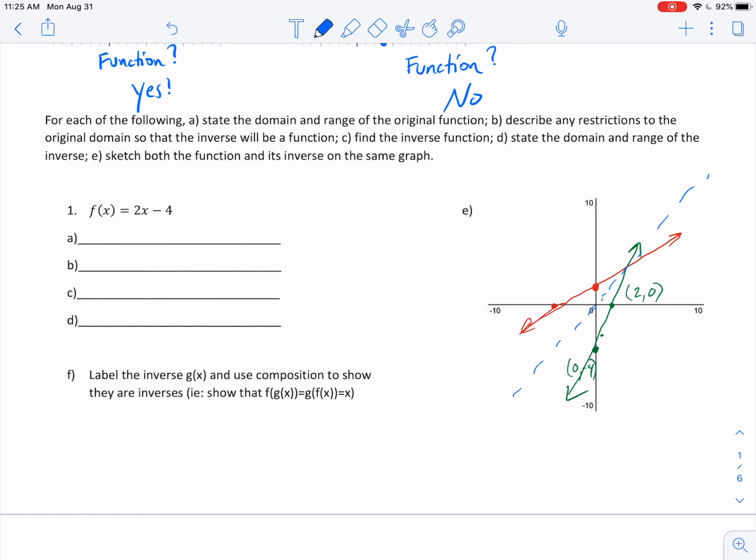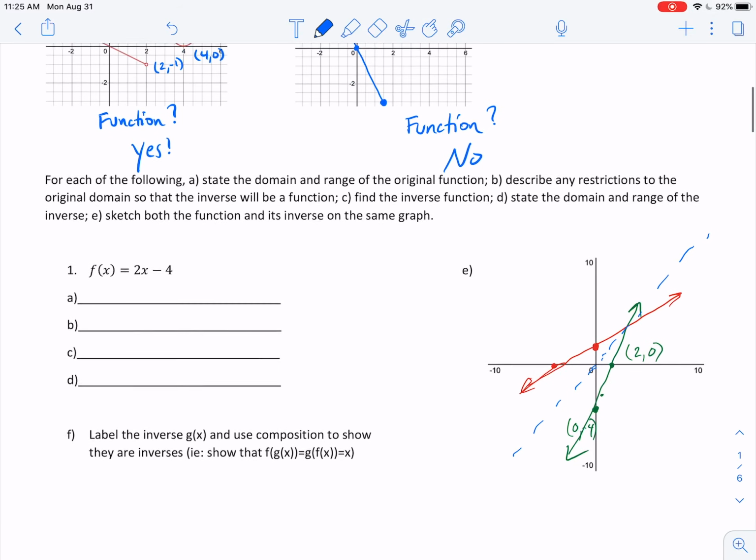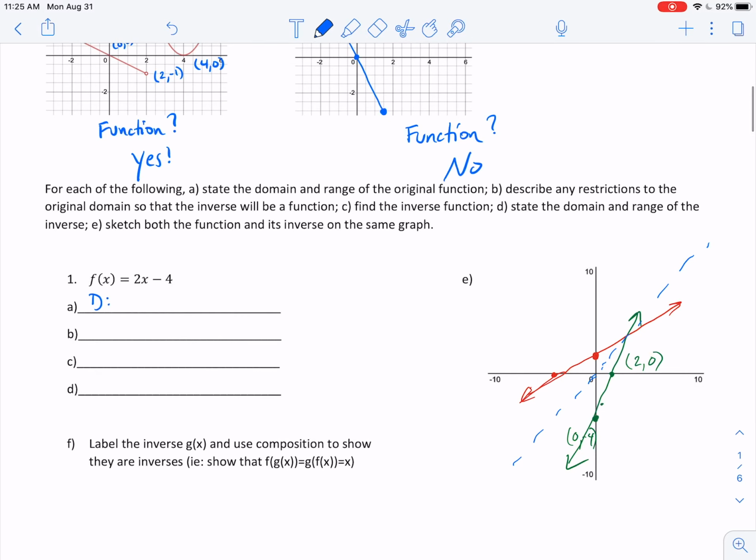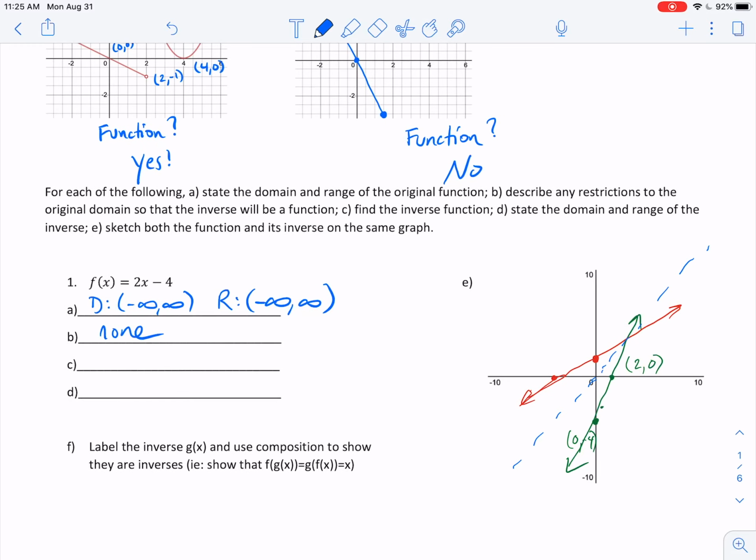If we want to find the equation of that, one way we can do it is the domain and range of the original function. The domain is all reals. The range is all reals. It's a line, and it's not horizontal or vertical, so its domain and range are both all real. Describe any restrictions? None.